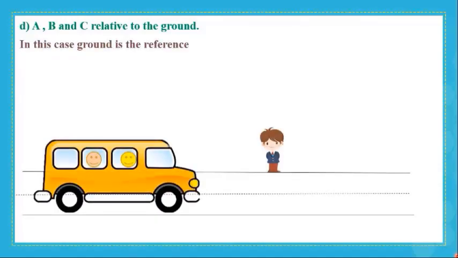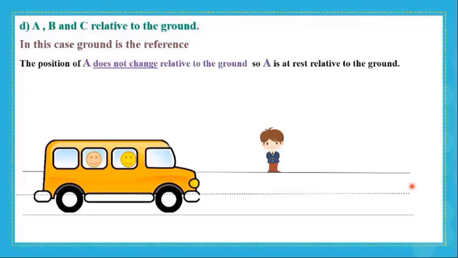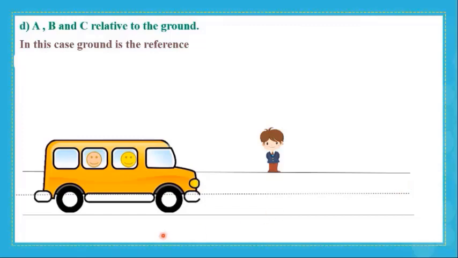Part D. Describe the motion of A, B, and C relative to the ground. Ground is the reference. A is standing on the ground. His position is not changing relative to the ground. He is still in his same location. So A is at rest relative to the ground.